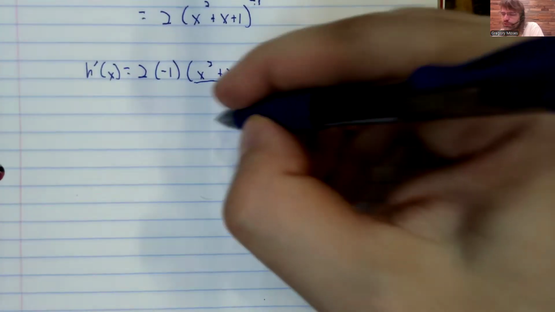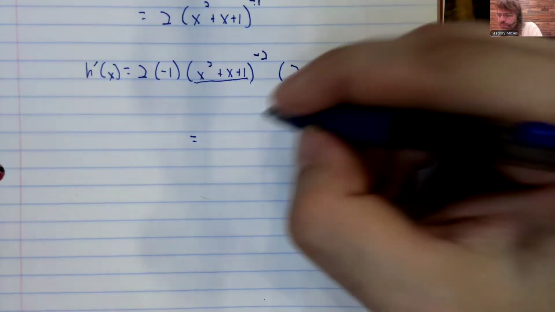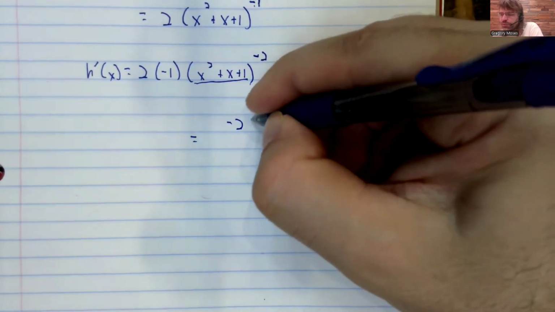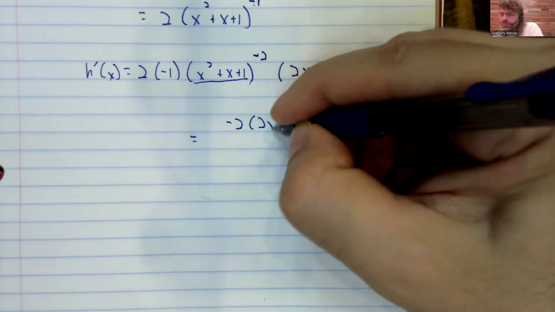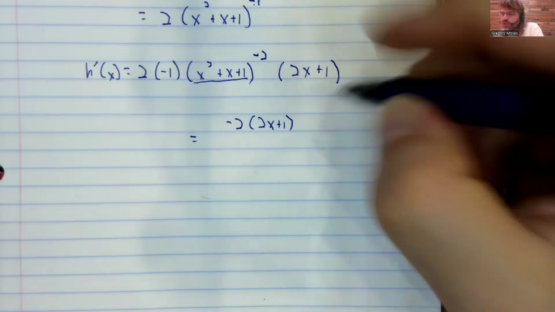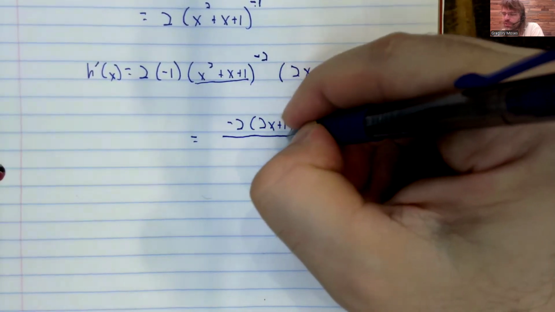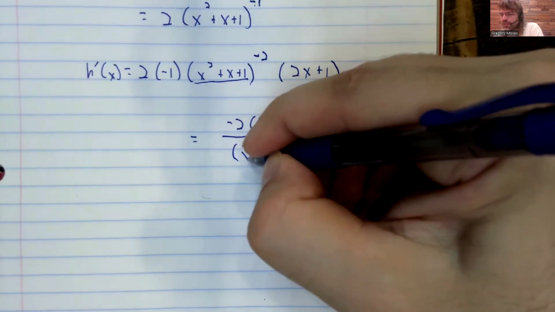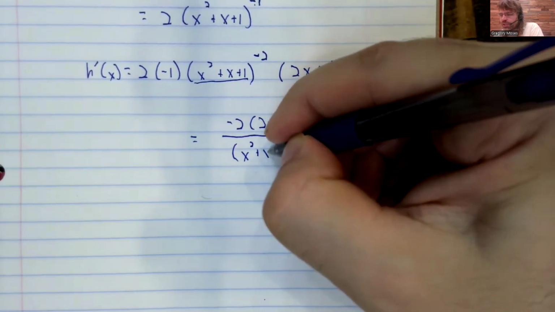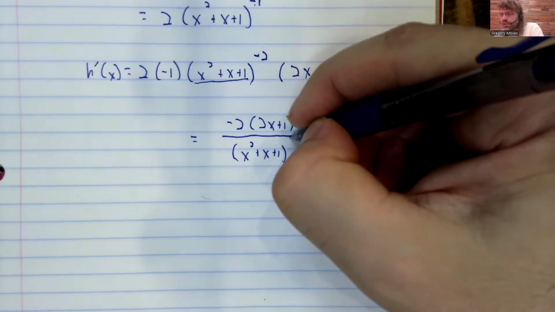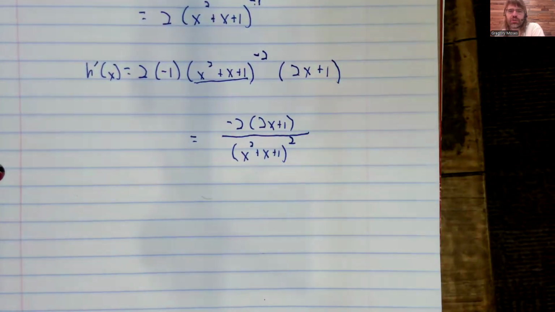And if we rewrote this, negative 2 times 2x plus 1 divided by x squared plus x plus 1 squared. And this is precisely what you'd get using the quotient rule, but it's maybe simpler than the quotient rule.